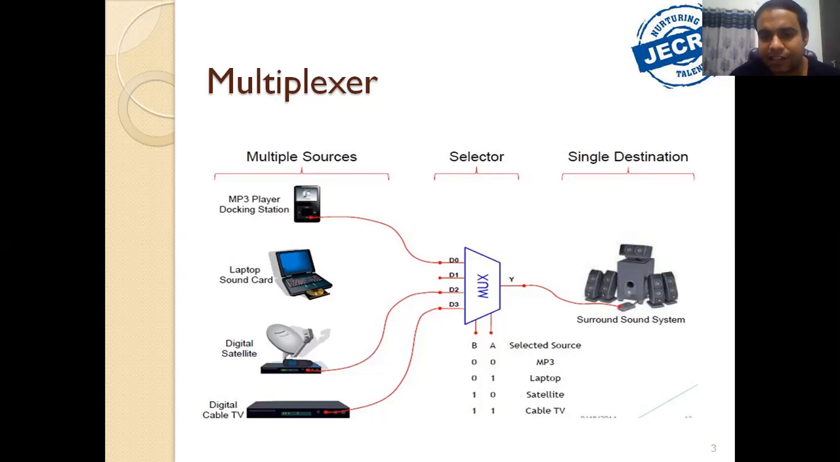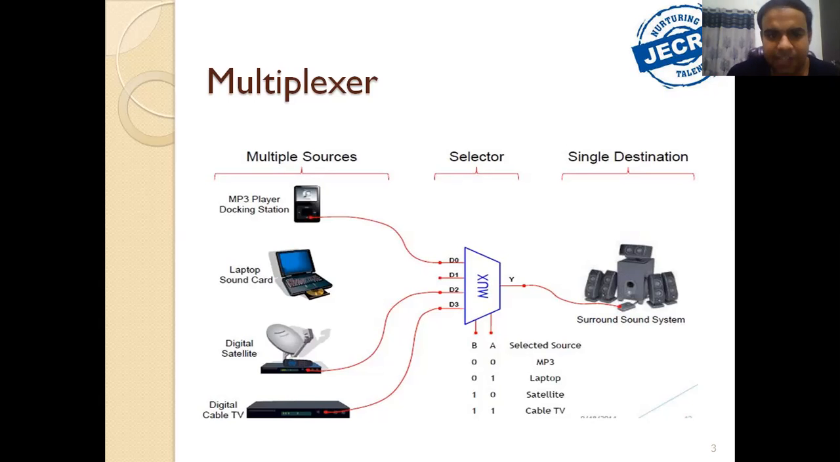The combination of these 0 and 1 represents a number. For example, if A and B are the selection lines, and if A and B are 0 and 0, the MP3 player will be selected and its output will be transferred to our surround sound system. If 0, 1 is selected, then all other inputs like digital satellite, digital cable TV or MP3 player will be blocked. Only 0, 1 will be selected. Here the 0, 1 line of the laptop sound card is missing, but this is a minor mistake, and you can consider it. For example, if 1, 0 is selected, then the output of digital satellite is transferred to our surround sound system. So this is a very beautiful example of the multiplexer.